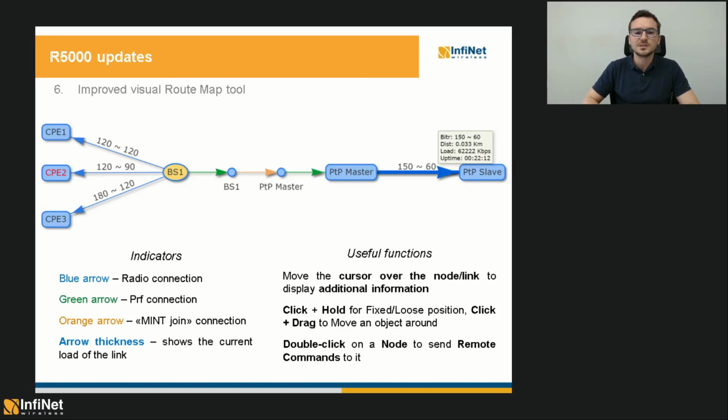The route map tool is based on the Mint protocol. This means that you must have a single Mint area in order to display all Infinet devices in your network. But the benefit is that you can manage any of the other devices from the local unit using remote commands. You just have to double click on any of the devices on the map and you will have access to the CLI interface of that unit.